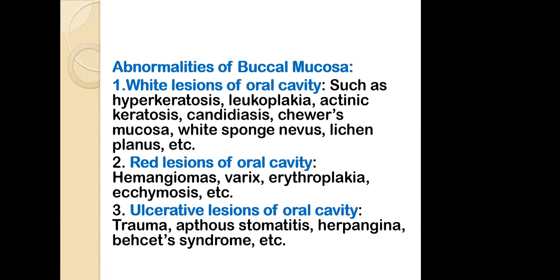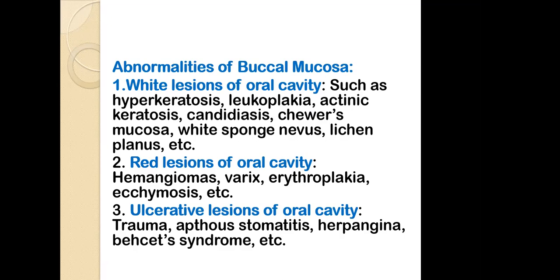Any abnormalities in the buccal mucosa will be things like white lesions of the oral cavity, such as hyperkeratosis, leukoplakia, actinic keratosis, candidosis, or what you can call candidiasis, yes? Chewer's mucosa, white sponge nevus, lichen planus, and so on. If you have already done dermatology, you know them very well. You know what lichen planus is, white sponge nevus, leukoplakia, hyperkeratosis. So the ones you already know from dermatology, you just transfer that knowledge here.